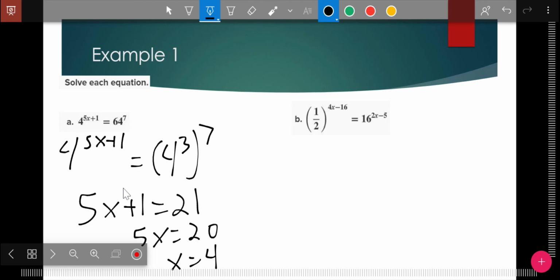And again, going through that, I minus 1 from both sides and I divide by 5 on both sides. I get x equals 4. The bases here basically cancel out. 3 times 7 made the 21.